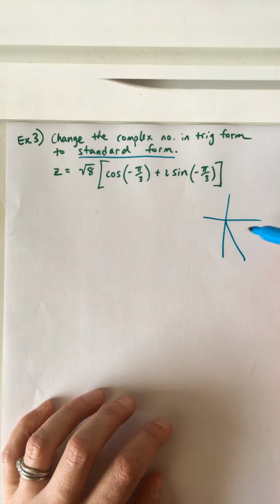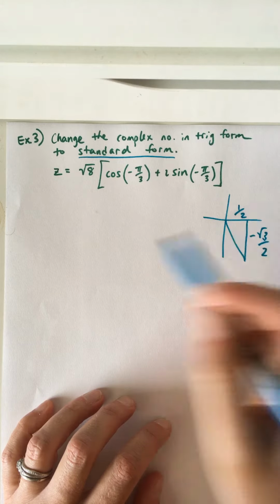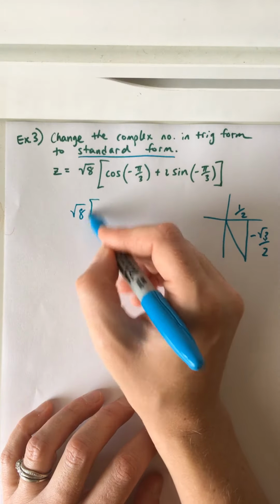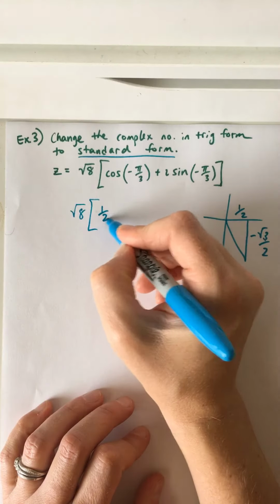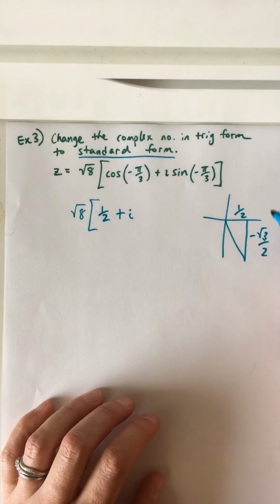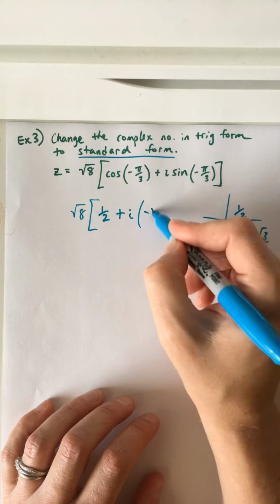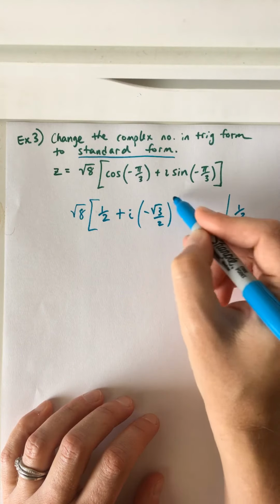Well, if we plot negative pi over 3, I know it's down here in quadrant 4, and I know with this type of 30, 60, 90 triangle, the cosine is the x value, which is a half, and the sine is the y value, which is negative root 3 over 2. And I know this just from memorizing that unit circle. So we've got square root of 8 times the cosine of negative pi over 3, which is 1/2, plus i times the sine of negative pi over 3, which is negative root 3 over 2.